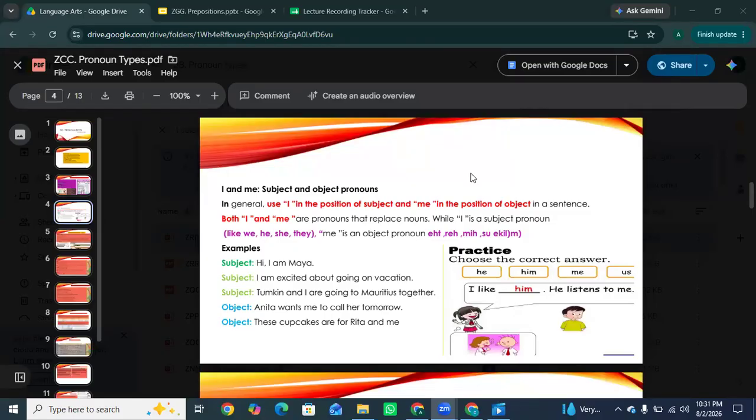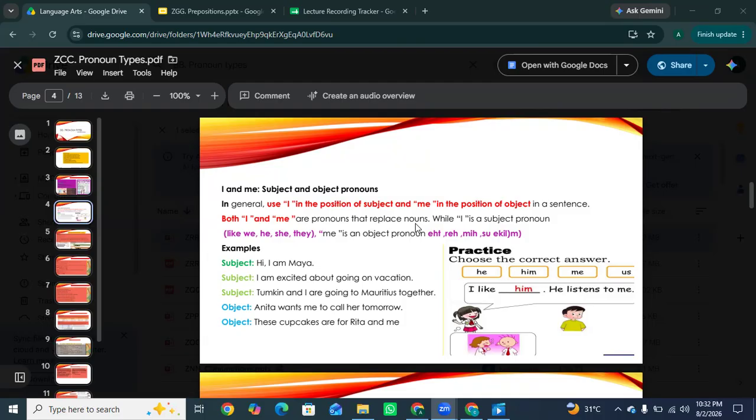Okay, I and me. So this slide basically focuses on when to use I versus me. Okay, one rule you must keep in your mind: use I as a subject, like doing the action, like I am sleeping. Okay, and me as the object, like receiving the action. So in general, use I in the position of subject and me in the position of object in a sentence. Both I and me are pronouns that replace nouns, while I is a subject pronoun, like we, he, she, they. Me is an object pronoun.